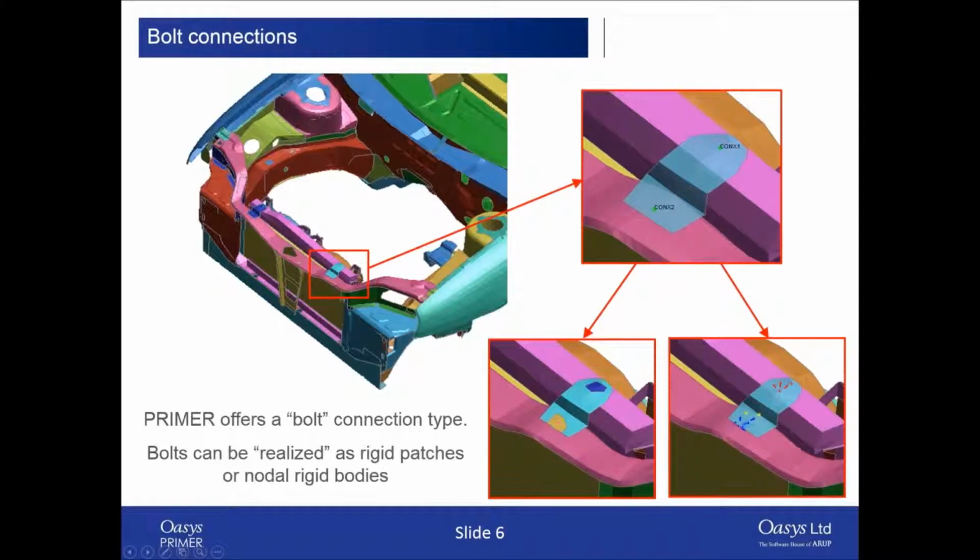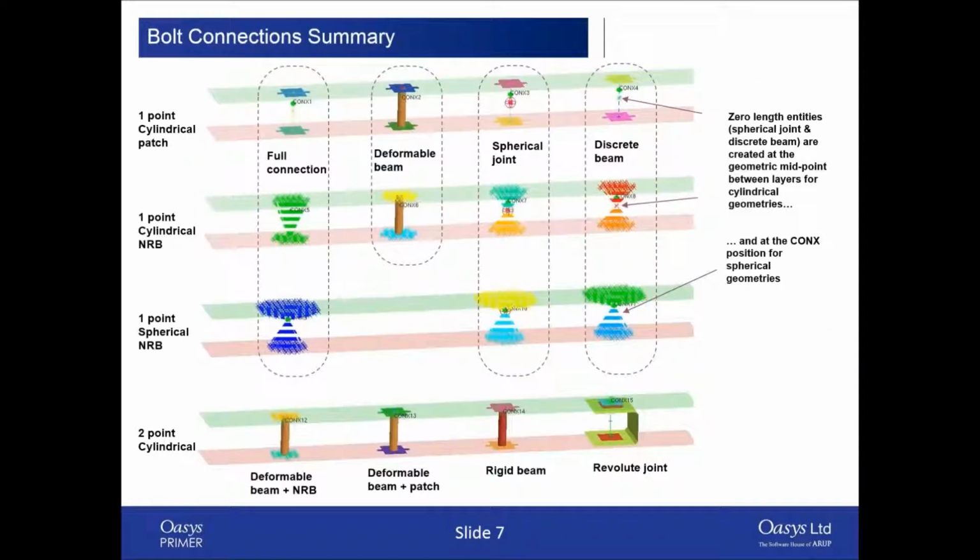On the right-hand side, we have nodal rigid bodies that are being created at those points to connect together the parts that you see. On the left-hand side, you can see that some rigid patches have been created on the parts being connected together, and a constrained rigid body will be created between the rigid patches to join them together. This summarizes the types that you can create. These are the simple types of bolts that can be easily created in PRIMER.